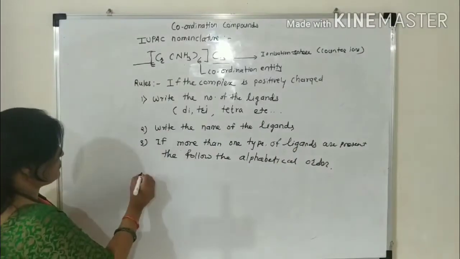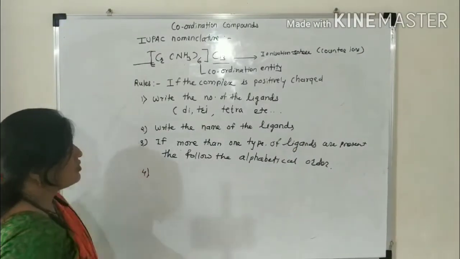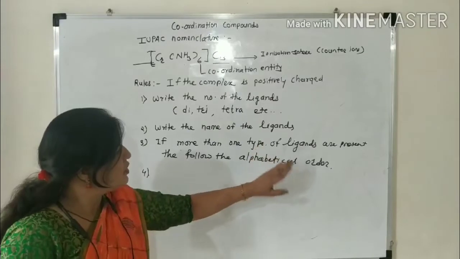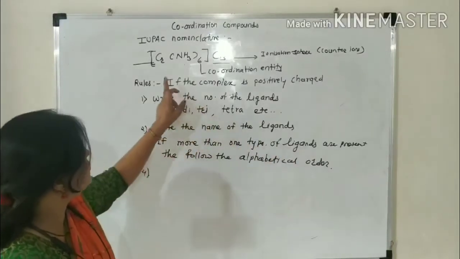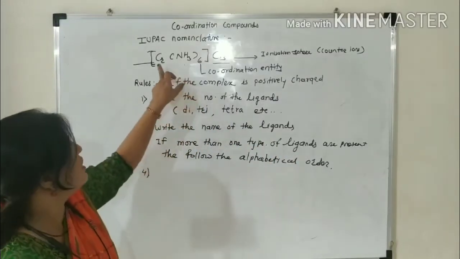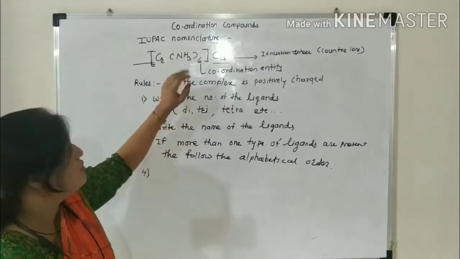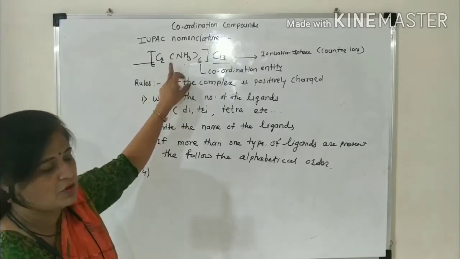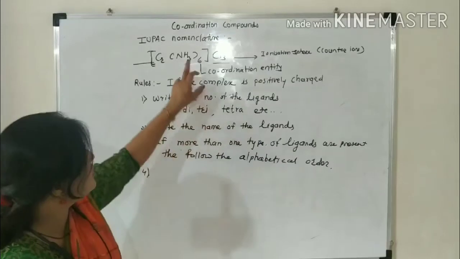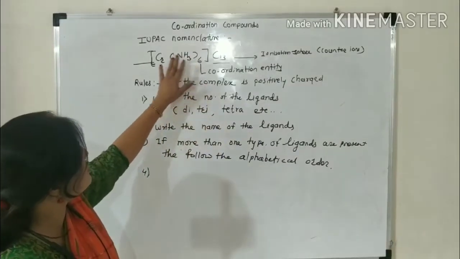Then next, after writing the alphabetical order, you have to write down the name of the central metal ion. Which is the central metal ion here? Chromium. You should write here chromium. Its name will be hexaamine chromium.